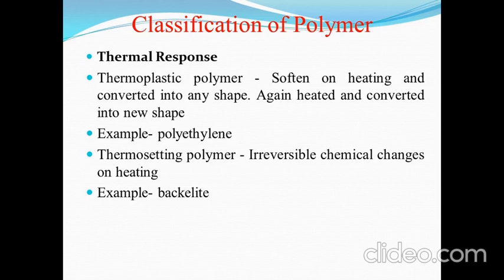The second class of polymer is thermosetting. These polymers undergo irreversible changes on heating. They cannot be reshaped and reused. Examples of thermosetting polymers include epoxy plastic, bakelite, etc.